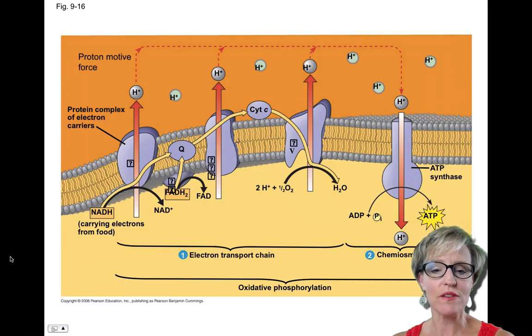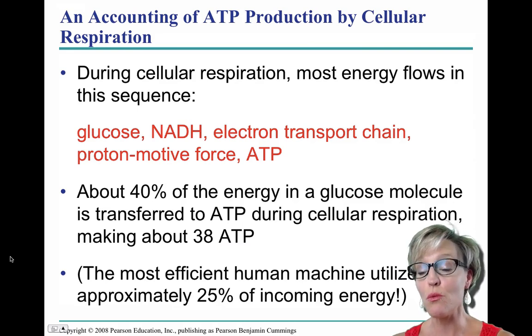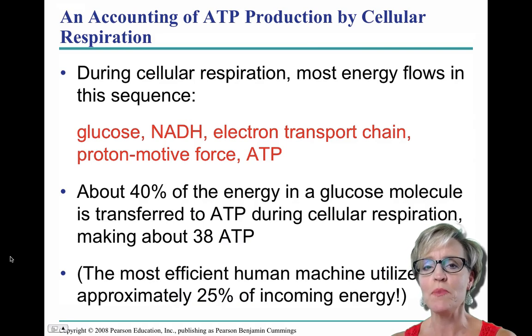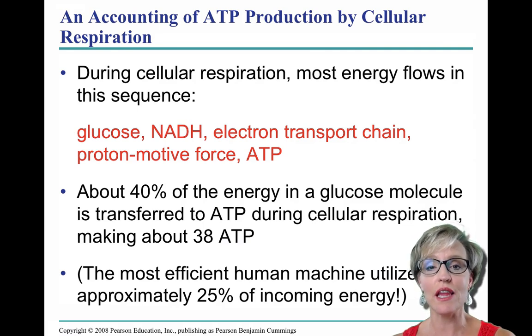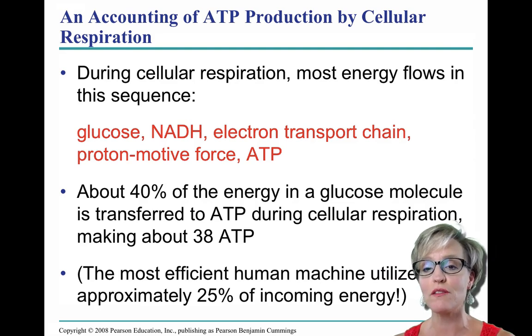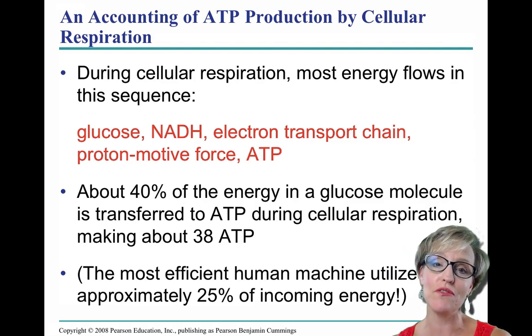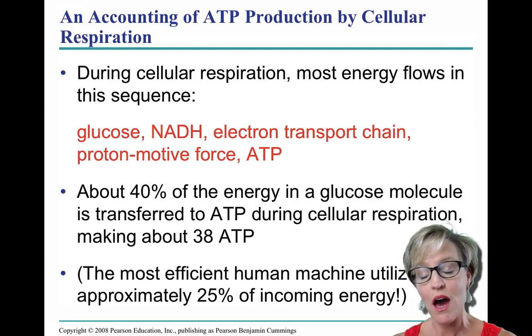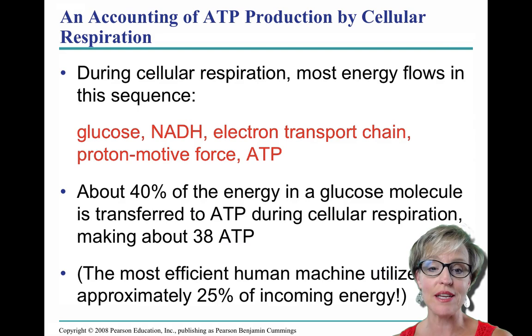Okay, we have just seen this. One thing I wanted to mention, during aerobic cellular respiration, the energy generally flows in the following sequence. Glucose is oxidized. It reduces NAD plus to NADH. It is an electron carrier. It will carry the electrons and the hydrogen to the electron transport chain. The electron transport chain will create a proton motive force, which will turn our ATP synthase and thus generate our ATP.